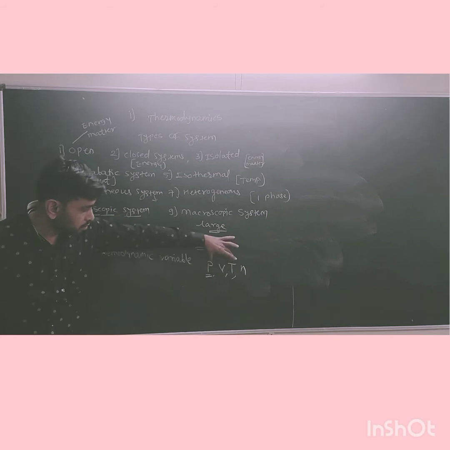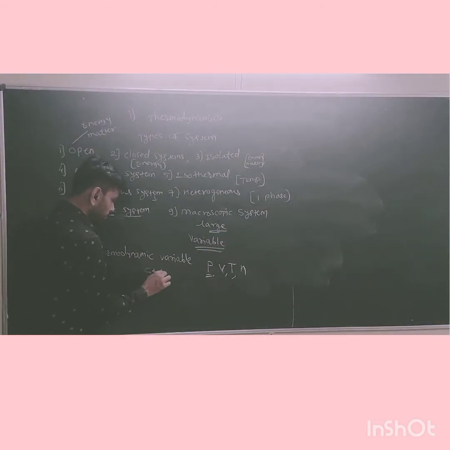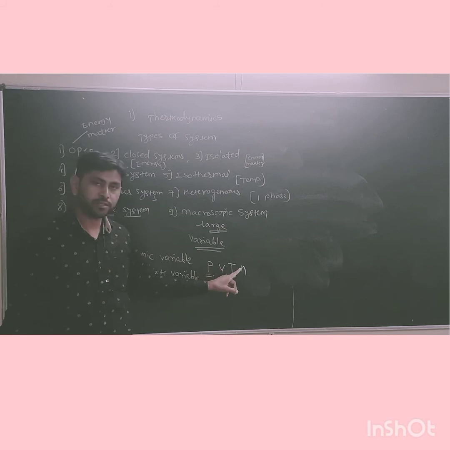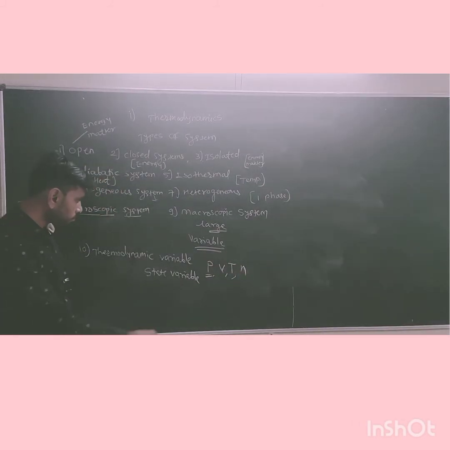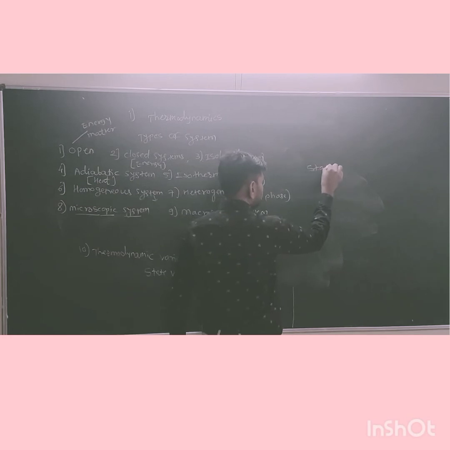All these thermodynamic variables are also called state variables. What is called a state variable? I'll tell you. Thermodynamic variable or state variable: pressure, volume, temperature, number of moles, or amount of substance. These are the parameters by which a system is identified. So these are state variables. What is the state of a system?